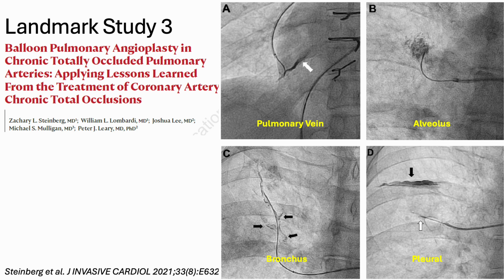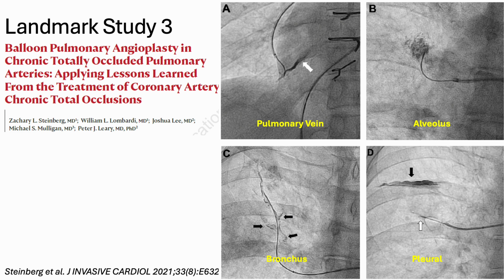And so what Zach reported in this study was what actually happens in terms of complications when you take a very aggressive approach. The key piece to this was that he used CTO techniques from the coronary space, which includes using a microcatheter once you've punctured through the chronic total occlusion cap. And what you're seeing here is what happens when you puncture into a space that is not your target. In A, you see the pulmonary vein light up. In B, you see an alveolus light up. In C, you see a bronchus light up. And in D, you see the pleural space light up. We're getting these images as the operator injected contrast through the microcatheter once they had gone extravascular.